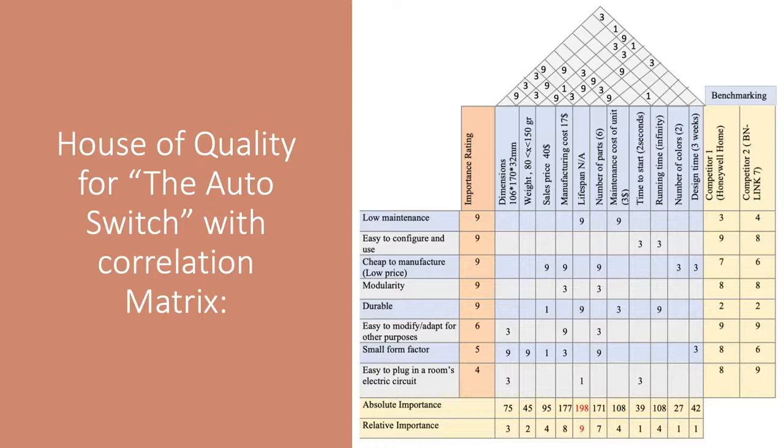We then have the house of quality, which aims to compare how much the specifications that we came up with match the consumer's requirements. It also helps us calculate the absolute importance and the relative importance for each one of the specifications and their requirements in order for us to achieve the satisfaction of our customers.